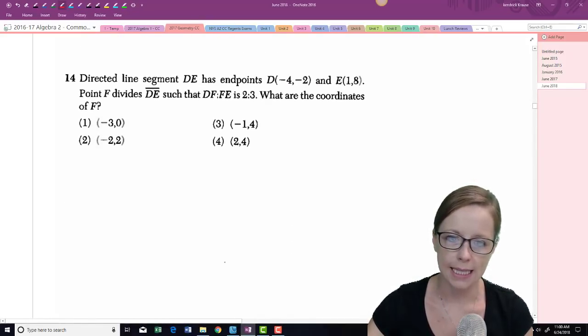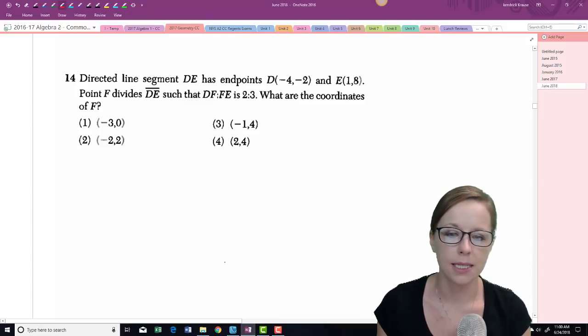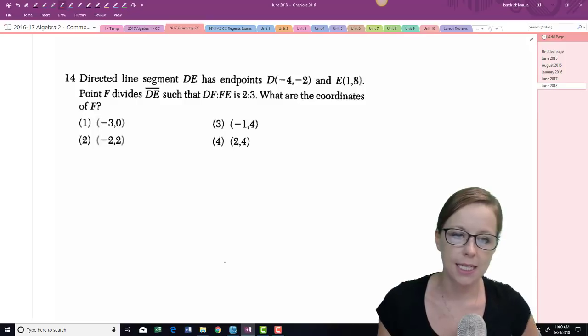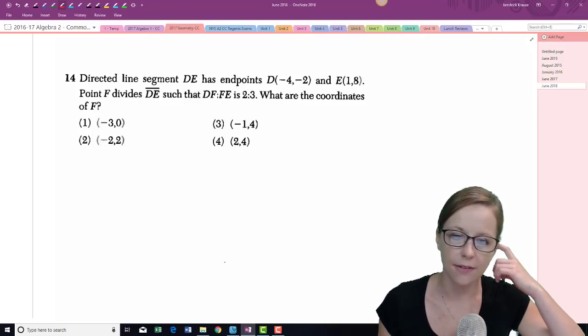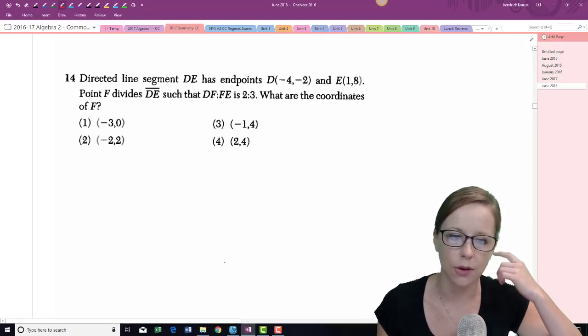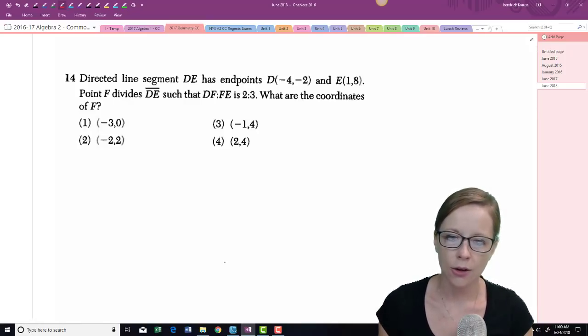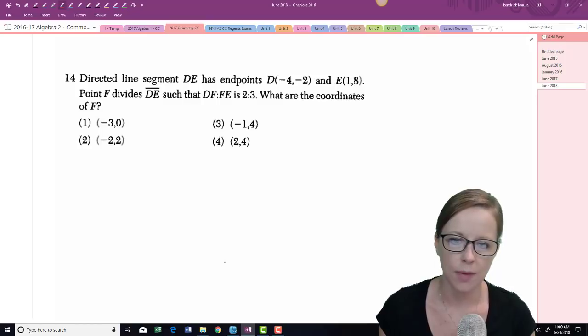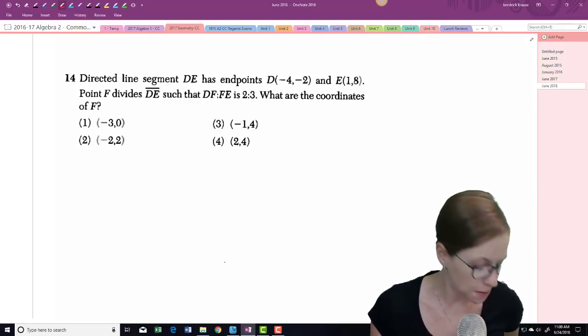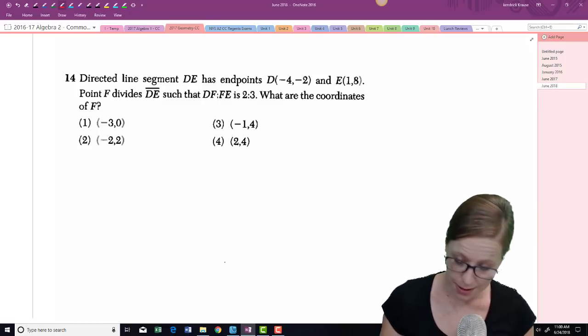Directed line segment DE has the endpoints -4, -2, and 1, 8. Point F divides DE such that DF to FE is 2 to 3. What are the coordinates of F? Depending on how you're taught to do this, I think most of you will use graph paper. What I did was this.